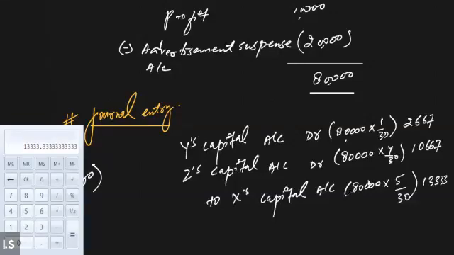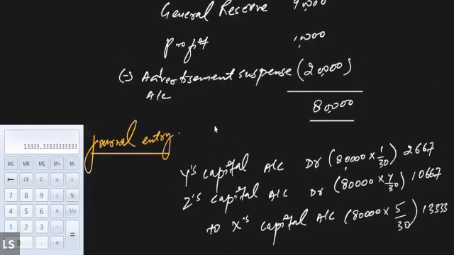Tell me everyone, is this clear to all of you or not? Okay, so what I just did, I just debited the gaining partners' capital account and credited the sacrificing partners' capital account. So have you guys noted it down?